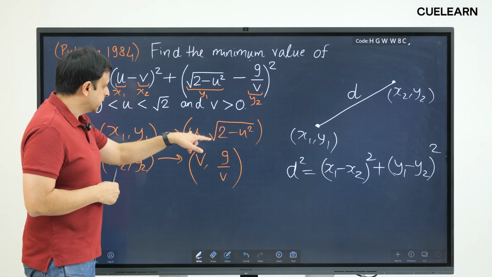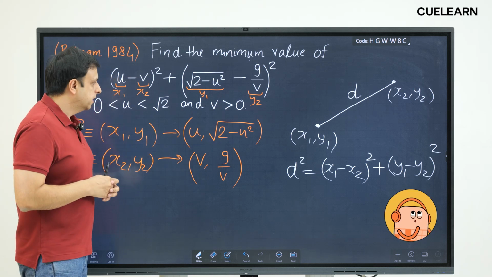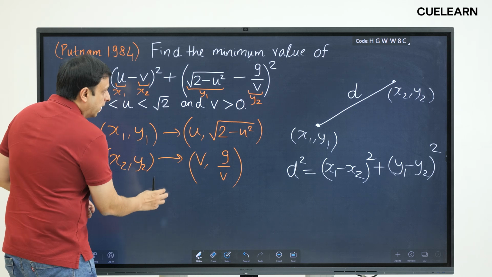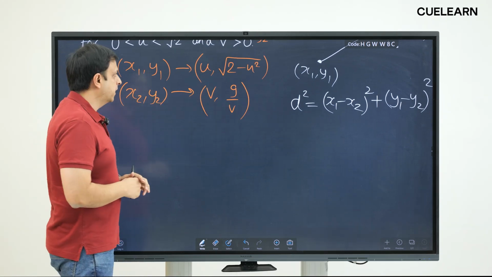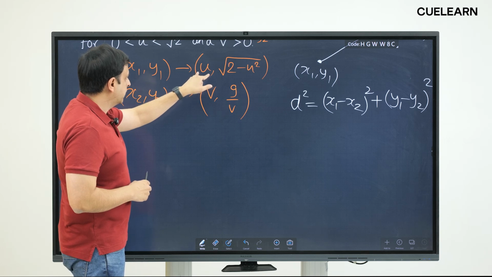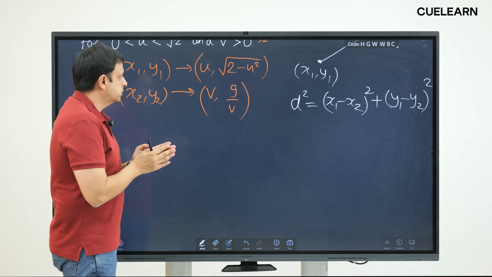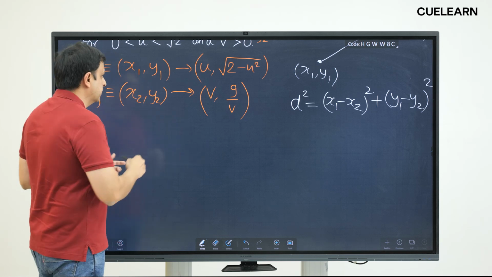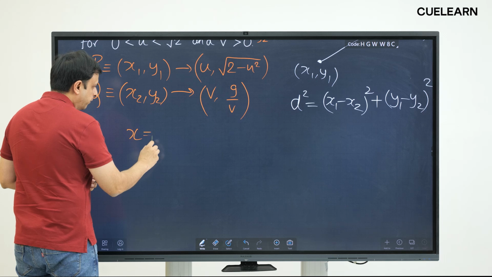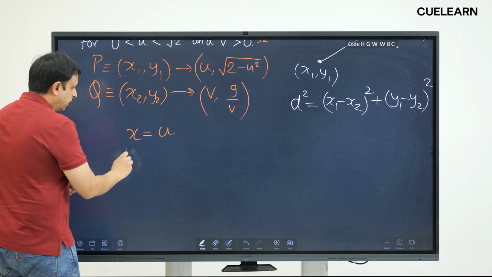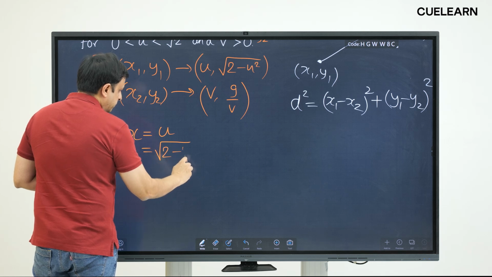Now, what is this point really? U comma root of 2 minus u square. Where do you think this point is going to lie? Well, once again, the structure should tell you where this point lies. If you take the x coordinate and square it, and you take the y coordinate and square it, and you add those two, you will get a constant. So the x coordinate of P is u, and the y coordinate of P is root of 2 minus u square.